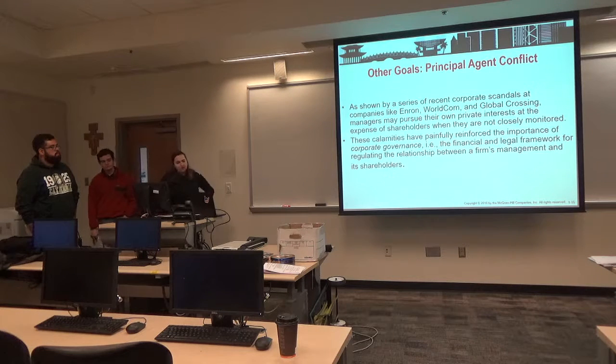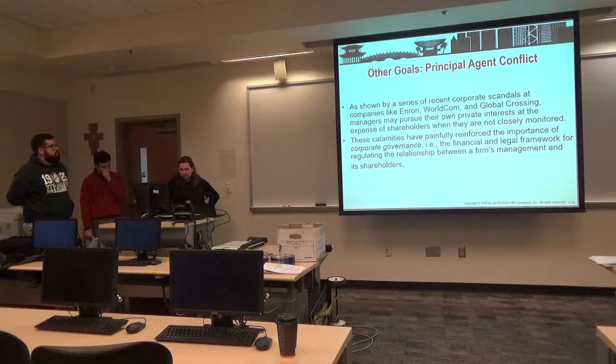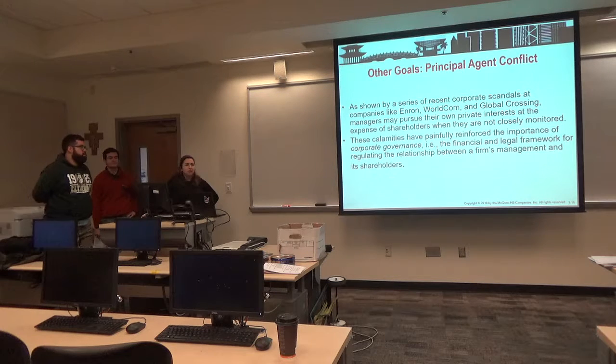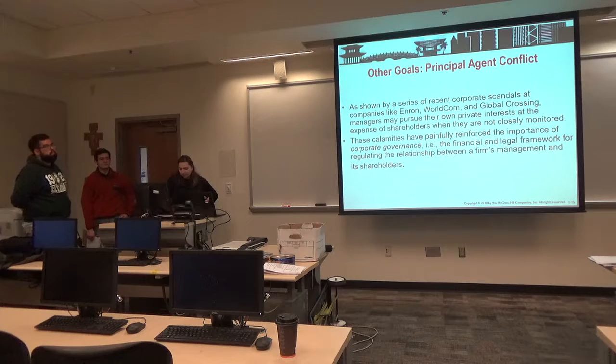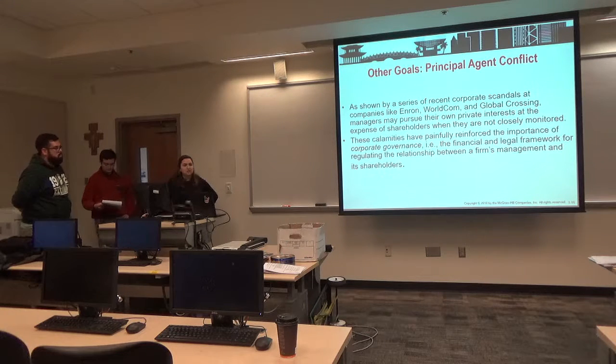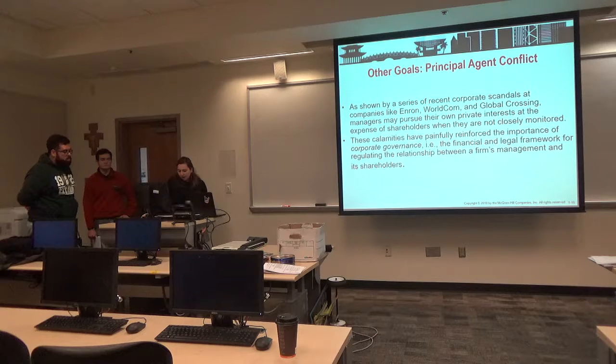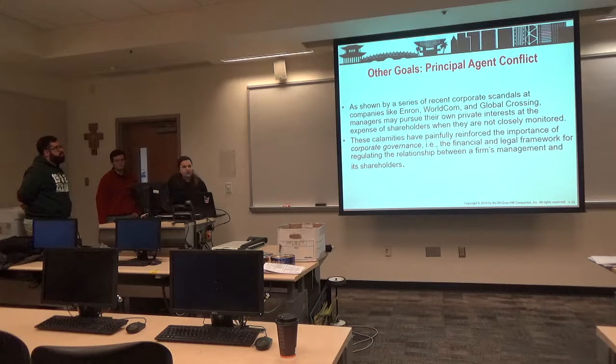And then principal agent conflict. So managers may pursue their own private interests when they are not closely monitored, if no one's preventing them from doing that. So this drove a lot of companies to bankruptcy. Companies like Enron, WorldCom, Global Crossing. So something that's really important is corporate governance, to regulate the relationship between management and shareholders to make sure that the management isn't taking advantage of people just to produce the most amount of wealth. And this is something that is worked on a lot in the US, but as we'll see in later chapters, specifically in chapter 4, it needs work in Indonesia, Korea, China, Italy, Russia.